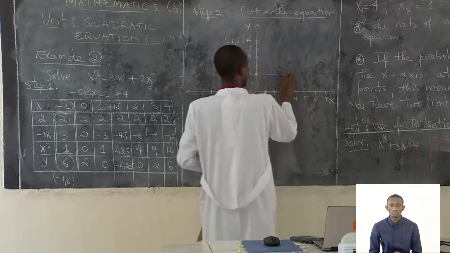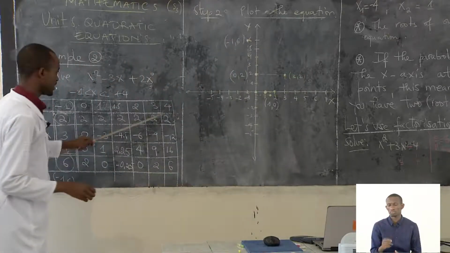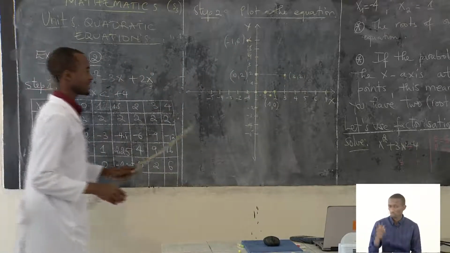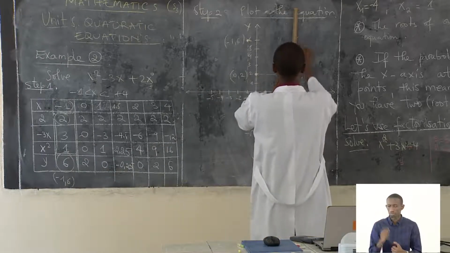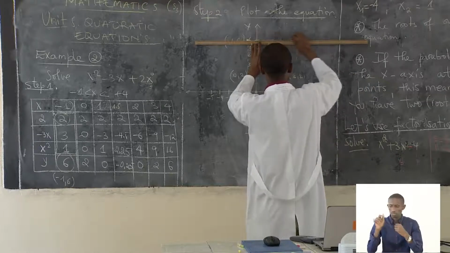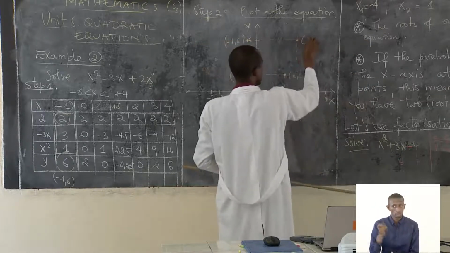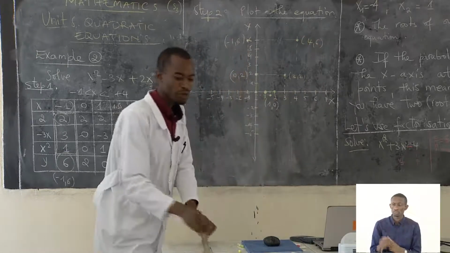Like this. This is a 3 and 2. The other point is 4 and 6. We have 4 on x, and a 6 on y. This is the point. This is 4 and 6. And as you can see, we are going to join our points.